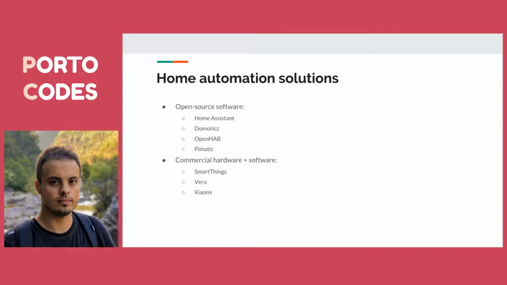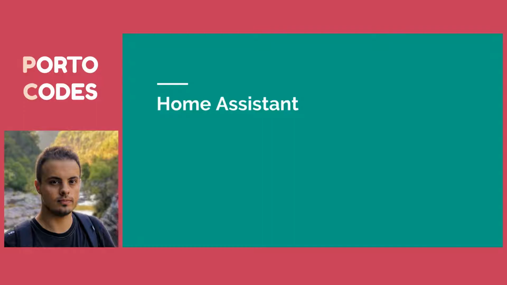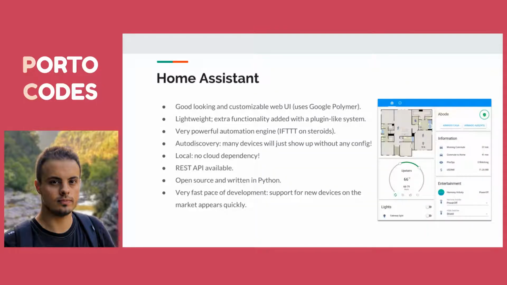Vera has a big community also and is similar to SmartThings, but for me, I think the UI is a bit worse. I think it is slower. And finally, Xiaomi. It's great because it's very cheap, very cheap. The hub costs about 20 euros, and you can buy sensors for 4 or 5 euros. I will talk more about Xiaomi by the end of the presentation, but I recommend it.